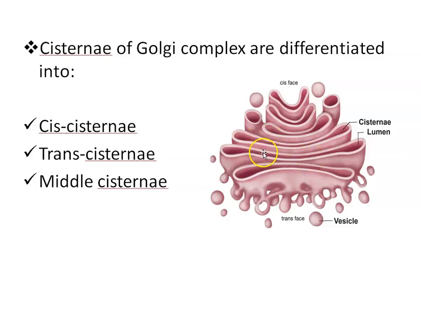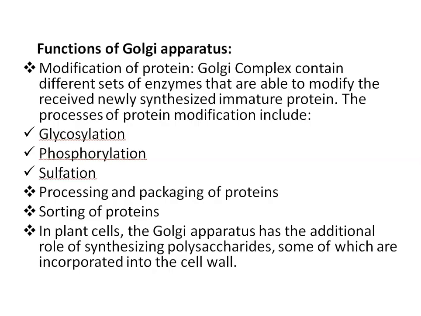Then middle cisternae, they are located between cis and trans-Golgi cisternae. They are connected with them by transport vesicles. Next is function of Golgi apparatus. First is modification of protein. Golgi complex contains different sets of enzymes that are able to modify the received newly synthesized immature proteins. The processes of protein modification include glycosylation, phosphorylation, and sulfation.